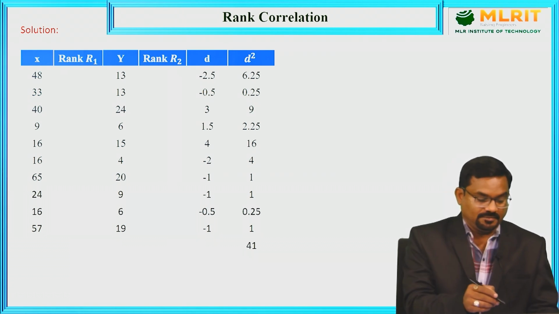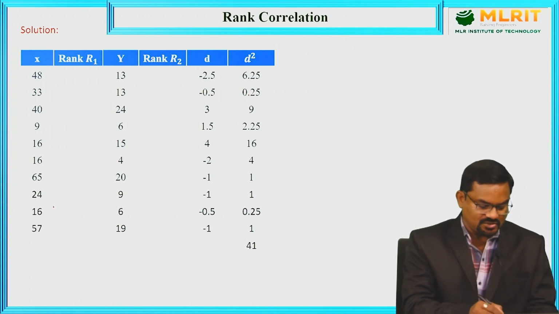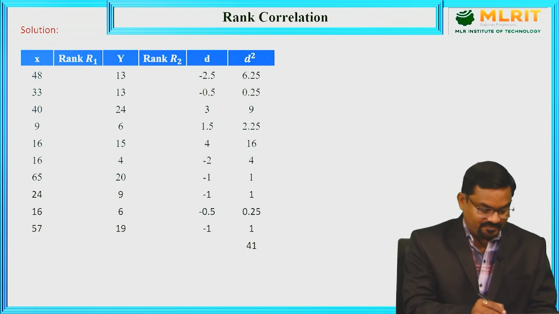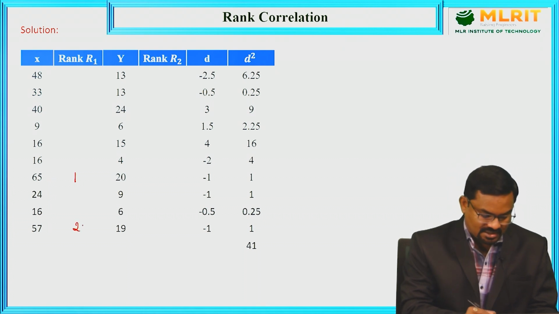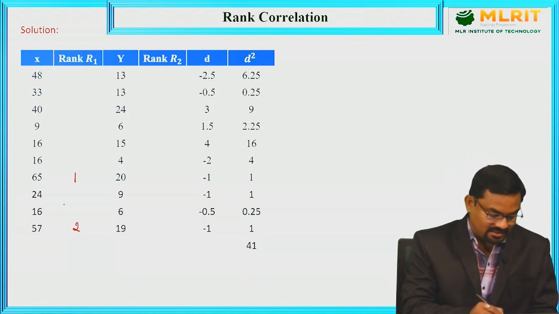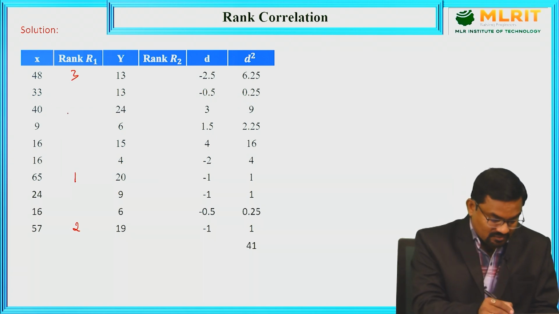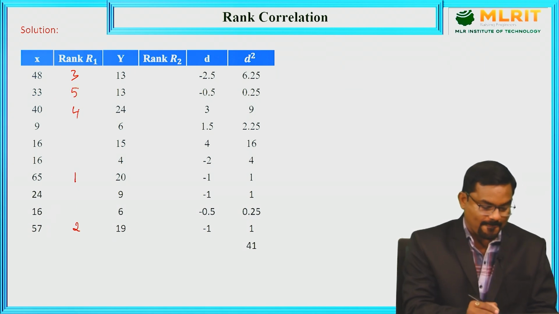So here, coming to x values: 48, 33, 40, 9, 16 and so on. First, assign ranks to each and every observation. The highest one is 65, I am going to assign rank 1. After that, 57 is the next highest, rank 2. Then 48, rank 3. And then 40, rank 4. After that, 33, rank 5. Then 24, rank 6.